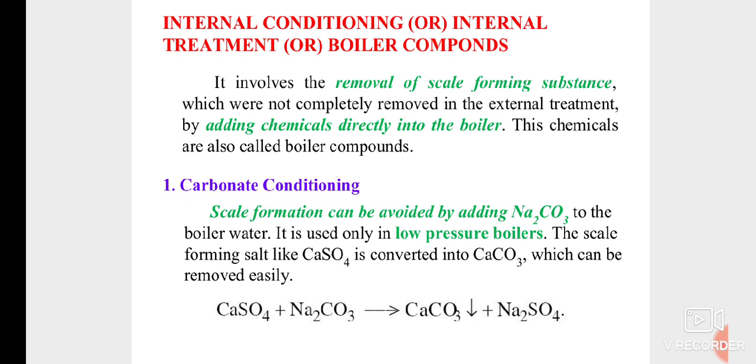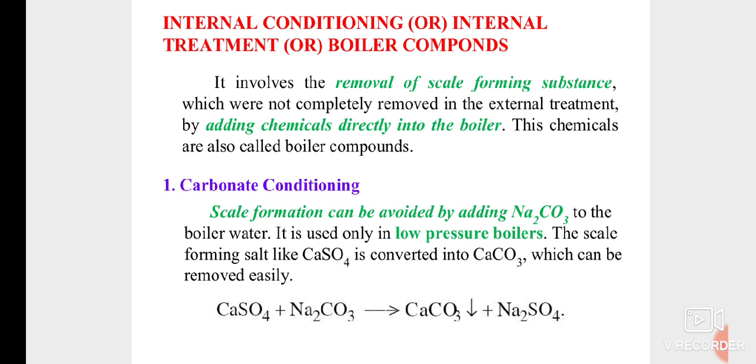Internal conditioning means we treat the water inside the boiler directly by adding some chemical compounds. That is called internal conditioning or internal treatment. The added chemical compounds are called boiler compounds. It involves the removal of scale forming substances which were not completely removed in the external treatment, by adding chemicals directly into the boiler. This method is called the internal conditioning or internal treatment process.